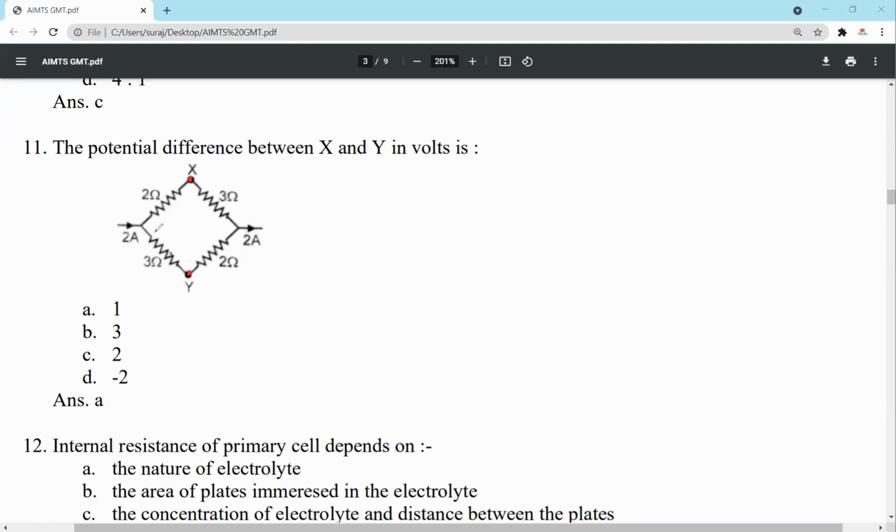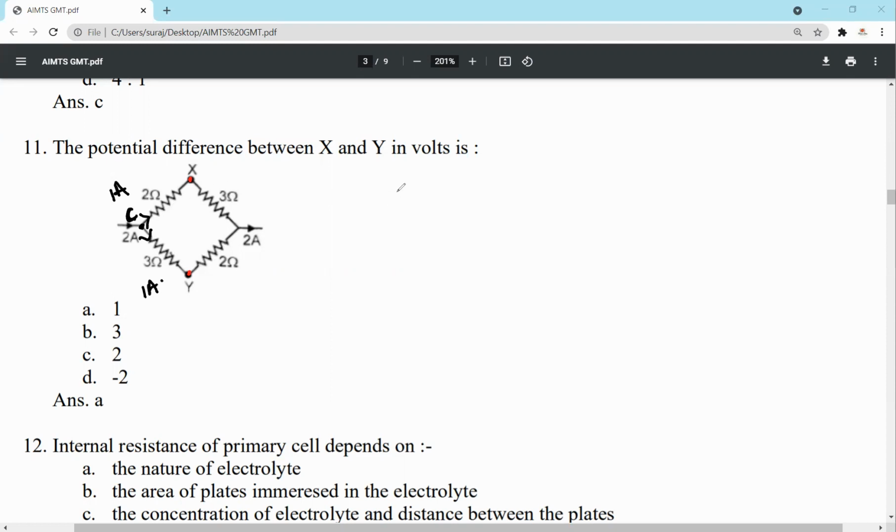Or else you can solve like this. You can find the current. Current will be half, right? This is also 5. Sorry, this is also 5. So current will be how much? 1 ampere this side. This side is also 1 ampere. Okay, so let us say this point is C.